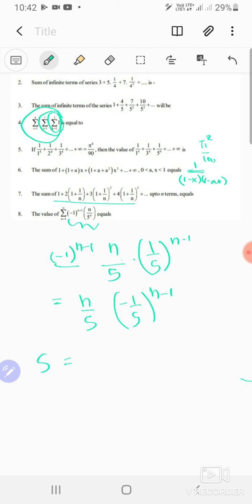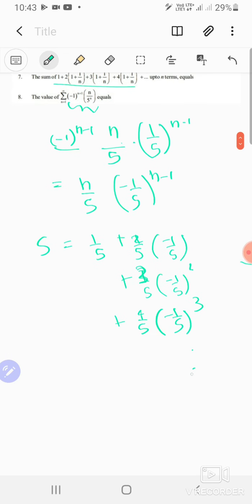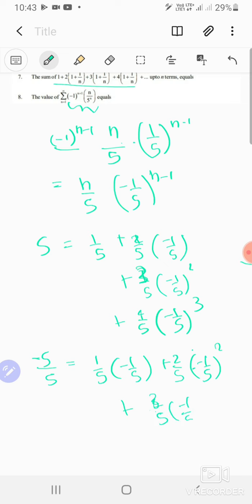So our sum is supposed to be equal to, when you put n equals 1, you just get 1 by 5, plus 2 by 5 into negative 1 by 5, plus 3 by 5 into negative 1 by 5 squared, plus 4 by 5 into negative 1 by 5 cubed, and it keeps going like that. So now if I multiply this by negative 1 by 5 once again, negative s by 5 is supposed to be 1 by 5 into negative 1 by 5 plus 2 by 5 into negative 1 by 5 squared plus 3 by 5 into negative 1 by 5 cubed, keeps going like that.